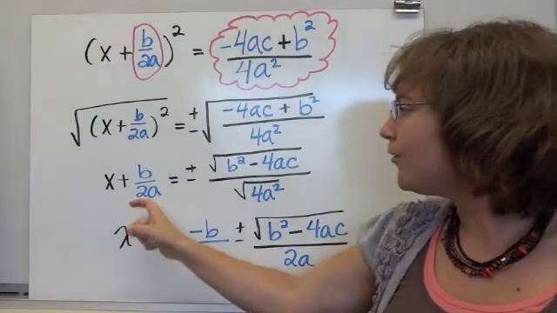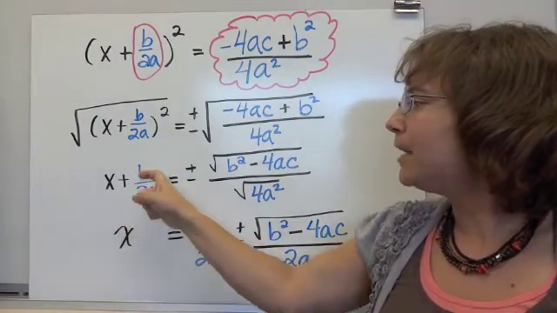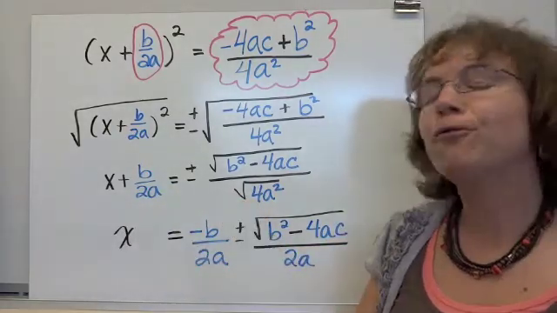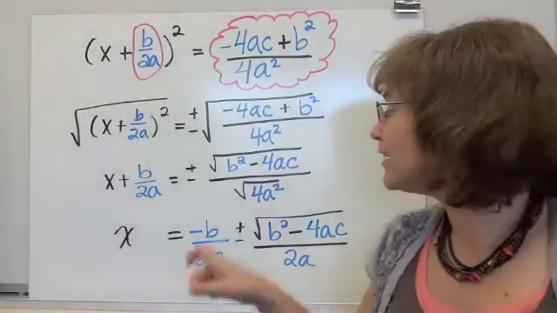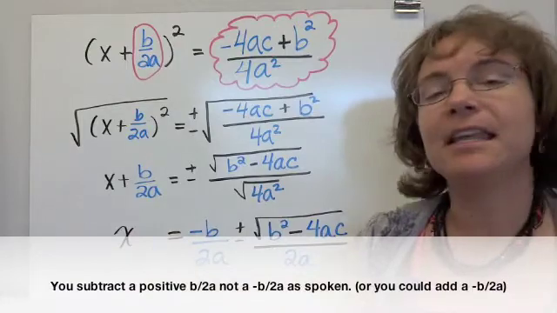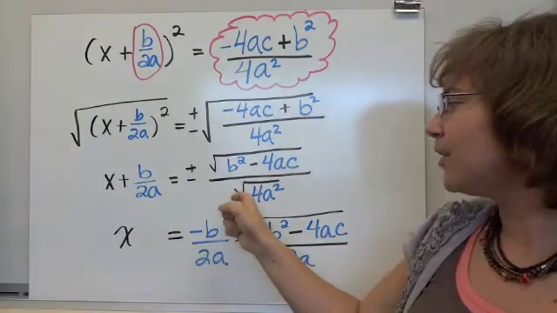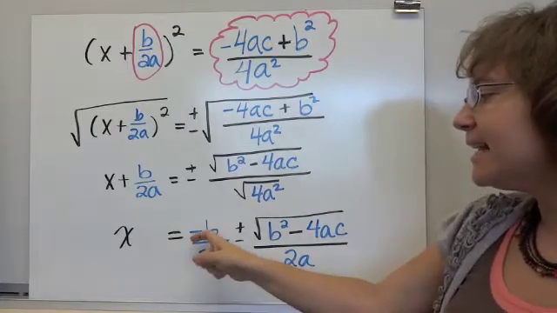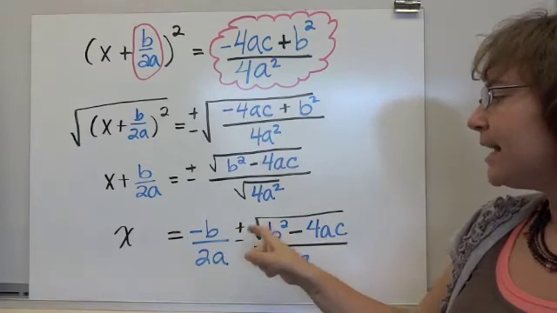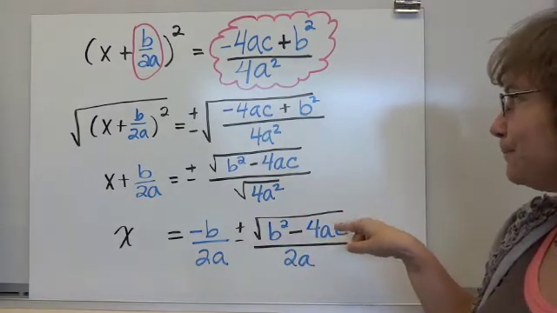And so then I'm also going to be subtracting b over 2a because I'm trying to solve for x. Remember, the square root of 4a squared is just going to give us 2a, still down in the denominator. So subtracting b over 2a from both sides and simplifying our denominator over here, we get negative b over 2a, plus or minus the square root of b squared minus 4ac.